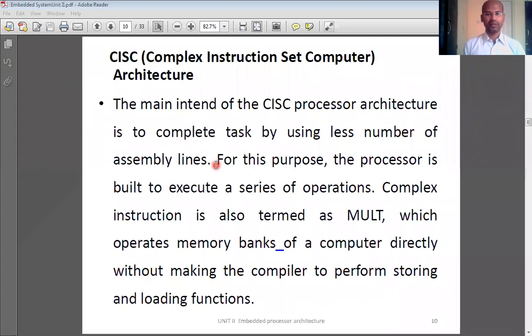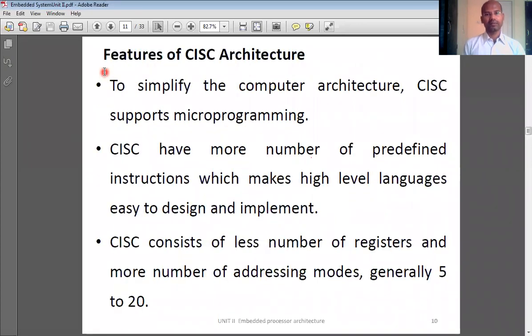Today, we don't have to bother about these things because that burden falls on the compiler. Now it is the compiler's capability to decode all these instructions. Next, we will see the features of the CISC architecture.